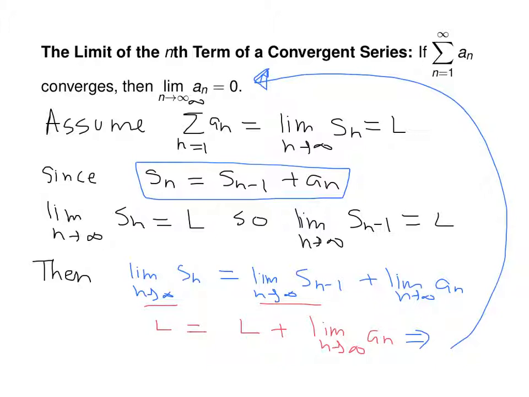So just be aware that what this says is if the series converges, then the limit is 0. Not that the limit being 0 means it converges. It's what's called a necessary but not sufficient condition. It means it has to happen if your series is going to converge, but if it does happen, it doesn't mean the series converges necessarily.